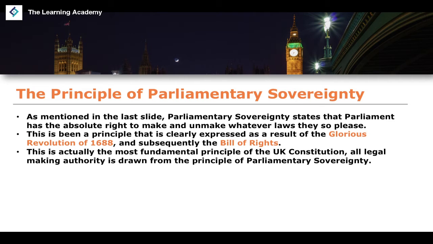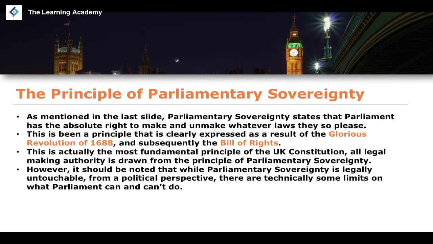And this is actually the most fundamental principle of the UK Constitution. All legal making authority is drawn from this principle of parliamentary sovereignty, and all legal authority and authority to pass laws comes from Parliament and is expressed by Parliament. However, it should be noted that while Parliament is legally untouchable, it can do whatever it wants. It could literally pass a law tomorrow that said that it's okay to go and kick the nearest puppies. If it wanted to, it could do that, okay? And it might make it a legal requirement to do that. If this is the case, though, this is only from a legal perspective.